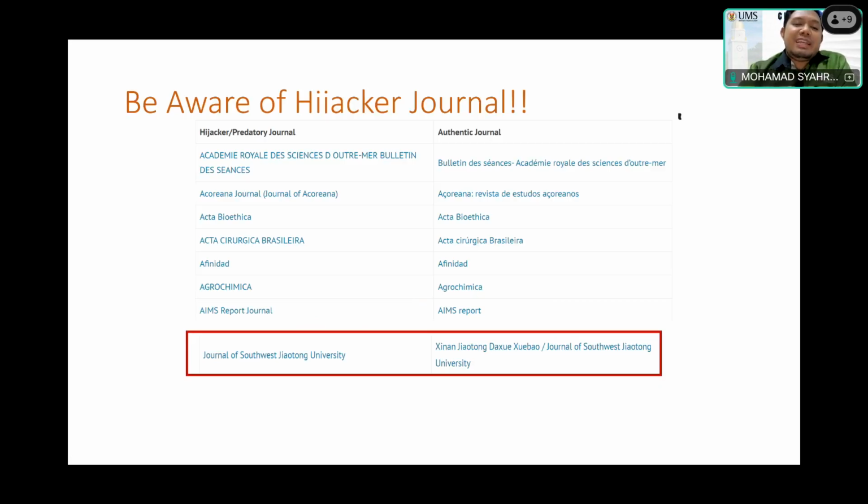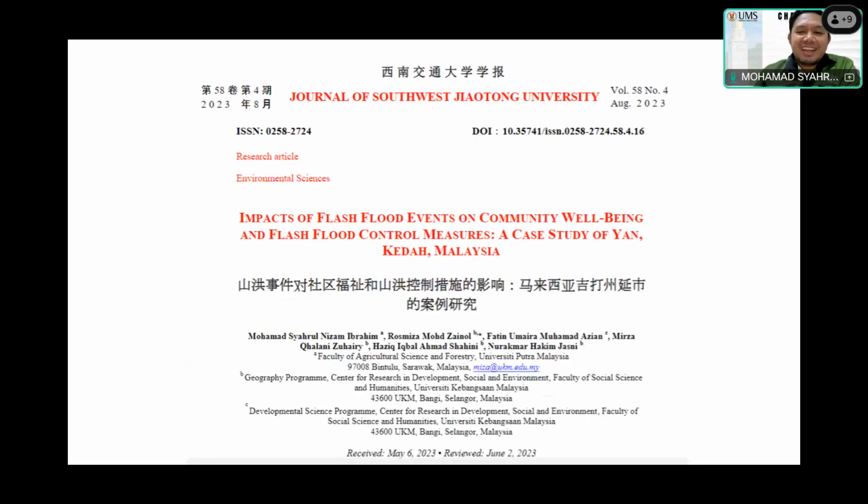Yeah, during my PhD, I had a collaborative paper with my friend from UKM. So actually, yeah, we had published in a fake journal. Even the name of it is the same. So you have to check the website and verify the journal in the Scopus database. UMS subscribes to Scopus, please use it.